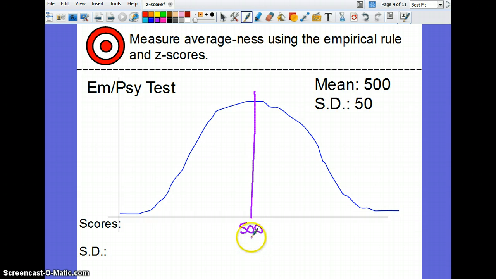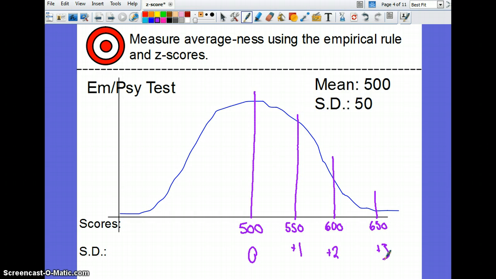Okay, so I can do the same thing. 500 is the mean, which is basically 0 standard deviations. If I go out 1 standard deviation this way, it's going to be 500 plus 50, 550. That's +1. Go out another one, that's +50, so that's going to be 600. That's +2. And last but not least, all the way out here is going to be another 50, and that's going to be +3 standard deviations. Okay, to the other side.